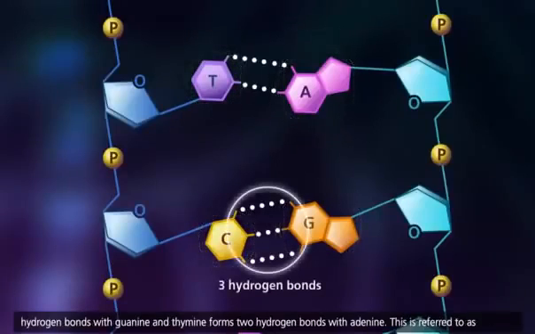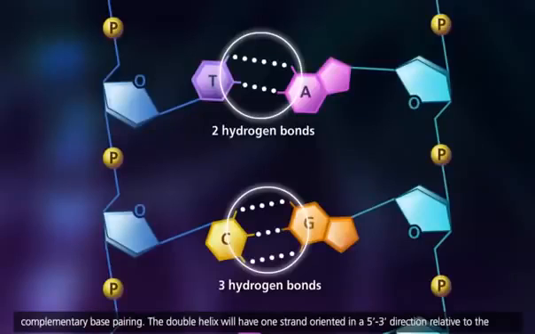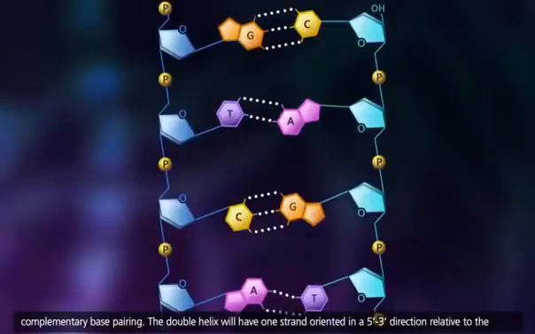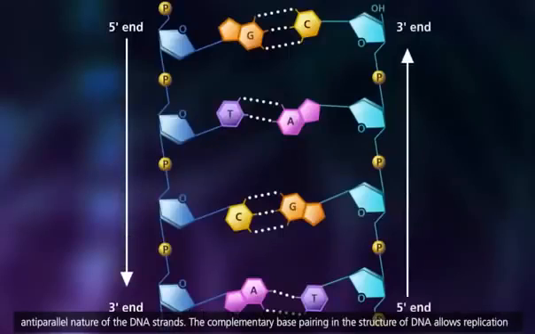Cytosine forms 3 hydrogen bonds with guanine, and thymine forms 2 hydrogen bonds with adenine. This is referred to as complementary base pairing. The double helix will have one strand oriented in a 5' to 3' direction relative to the hydroxyl group of the deoxyribose sugar, and the other strand oriented in a 3' to 5' direction. This shows the anti-parallel nature of the DNA strands.